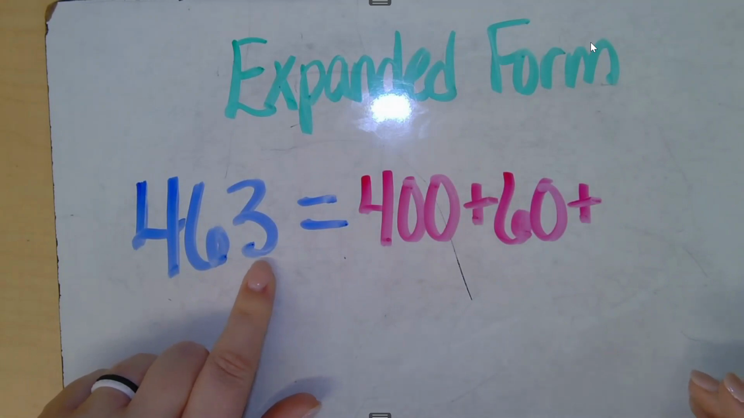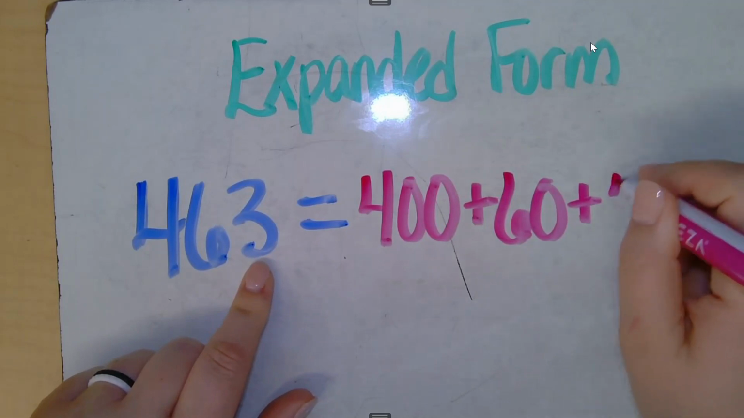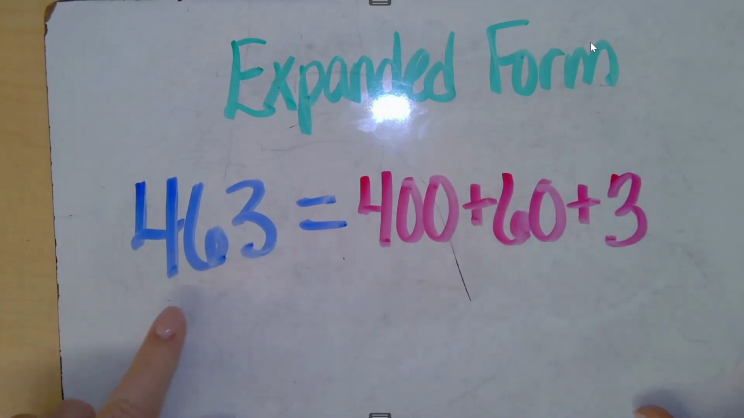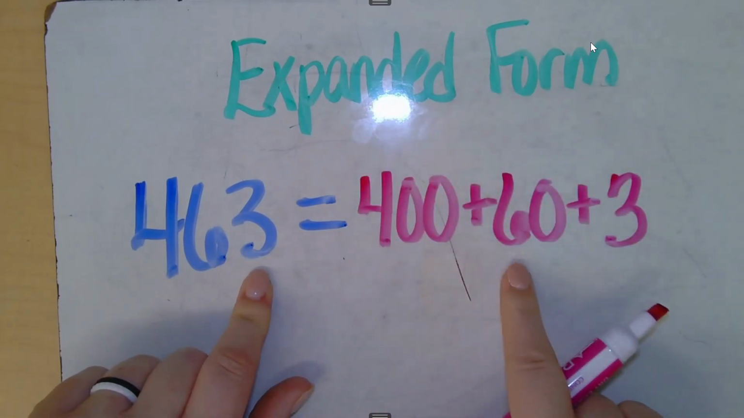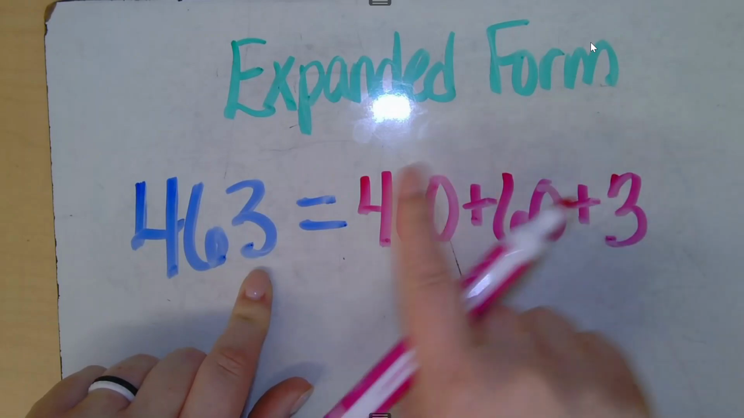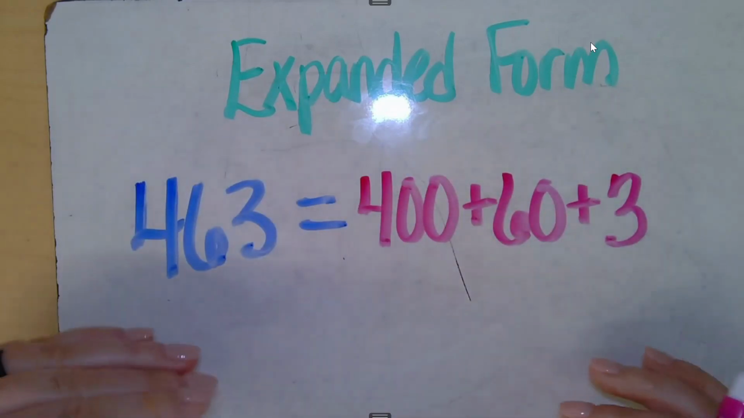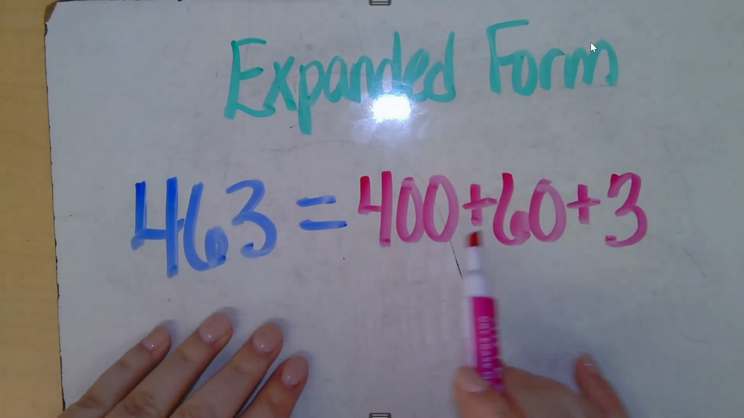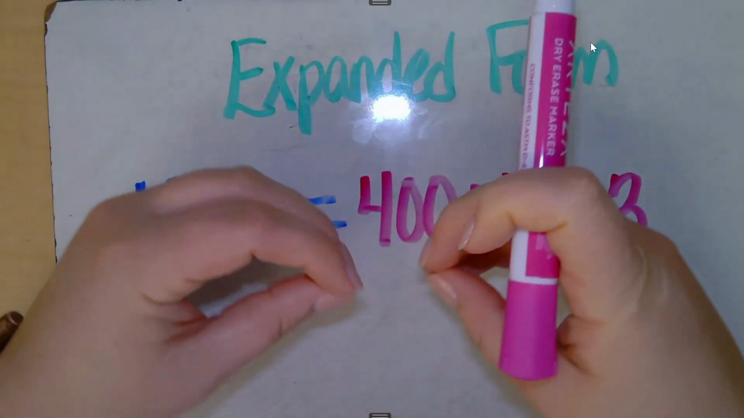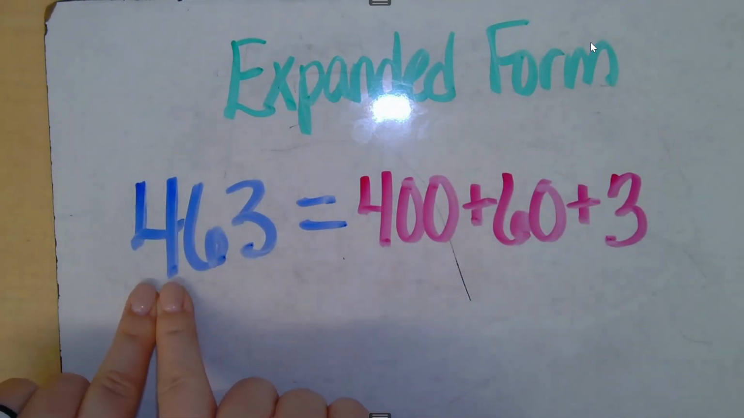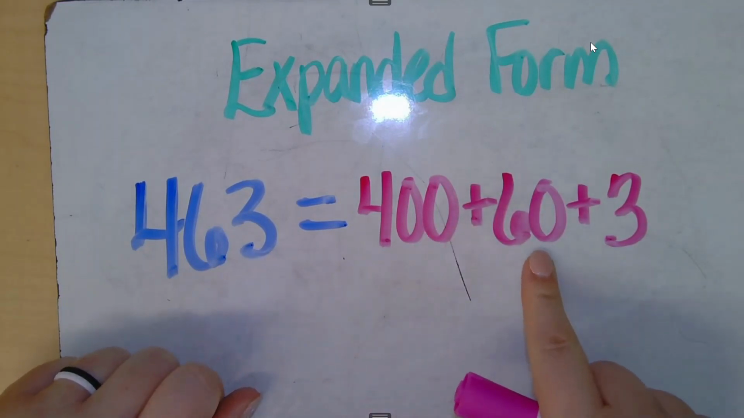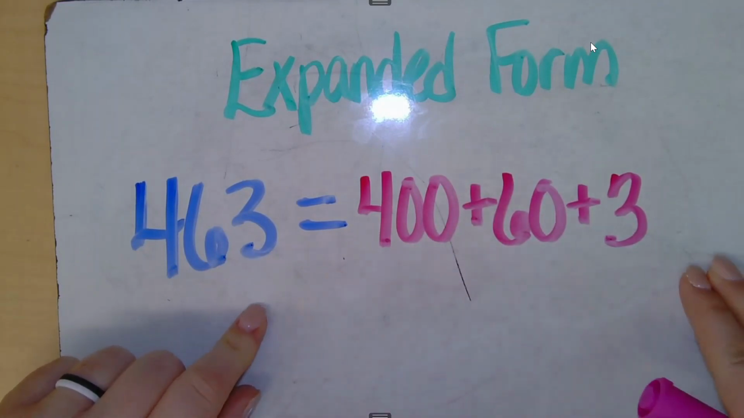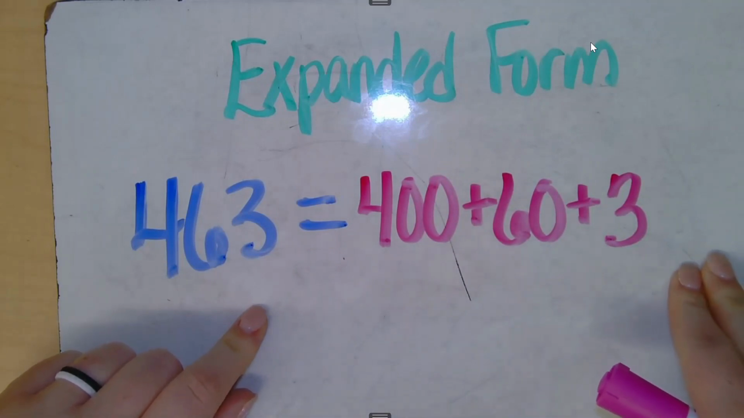Now I'm going to go to my ones. There is a 3 in the ones place. The value of 3 ones is 3. So 463 written in expanded form is 400 plus 60 plus 3. The values are equal. They equal the same amount altogether. But here we have expanded it out. Think about how you're stretching out the number by writing it by the value of each place value. So I've got the value of my hundreds, the value of my tens, and the value of my ones. So I've expanded out my number. It still equals the same amount.